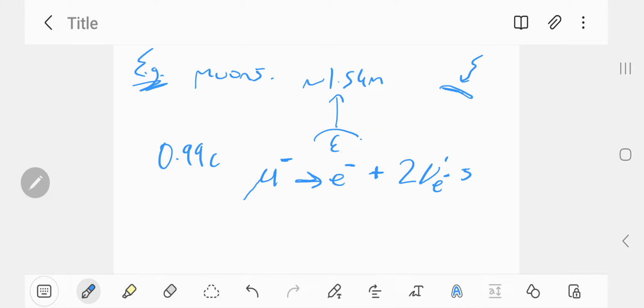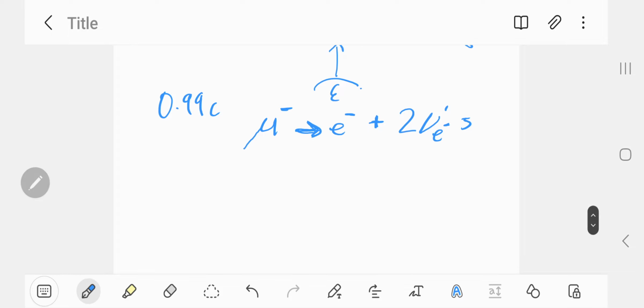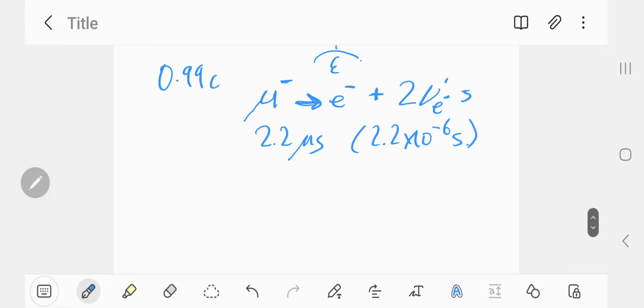They come in the atmosphere. They're formed in cosmic ray collisions. They're very short-lived, because they're quite heavy, and so they decay into three other particles, an electron and two electron neutrinos, with a lifetime of 2.2 microseconds, so 2.2 times 10 to the minus 6 seconds. They're very short-lived and very unstable subatomic particles.